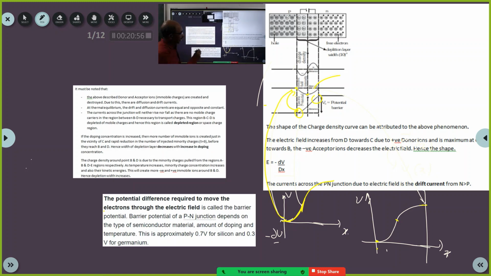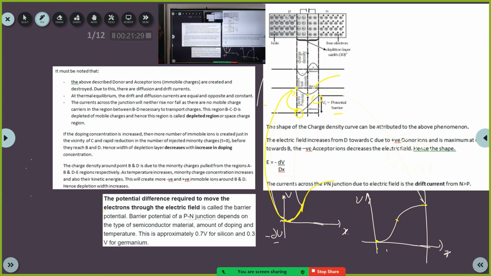So that is the potential energy. Now here there is something called the potential barrier. I will elaborate that in the next section, but right now keep this graph live. I will explain that in detail. We noted that the above described donor and acceptor immovable charges are created and destroyed. Due to this, there are diffusion and drift currents.